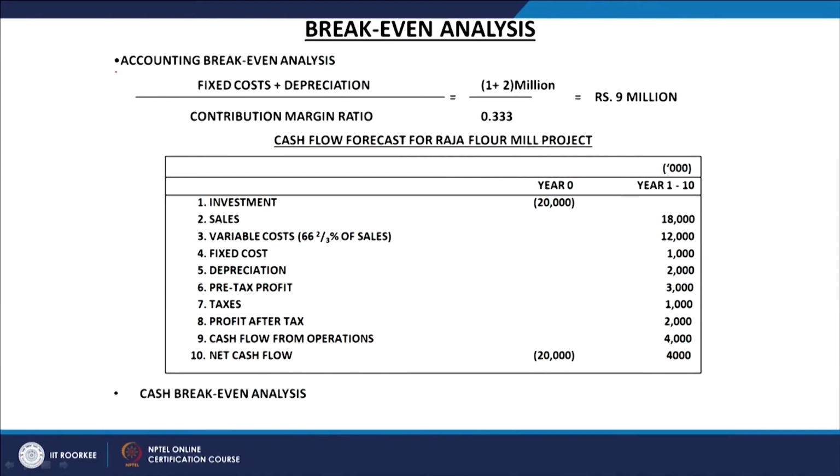So, as I told you, we are going to have 3 break even points. The first break even point we are going to learn about is the accounting break even point, or accounting break even analysis. The second break even point is the cash break even point, which we are going to calculate. And the third one is called the financial break even point. So, we are going to calculate these 3 break evens.